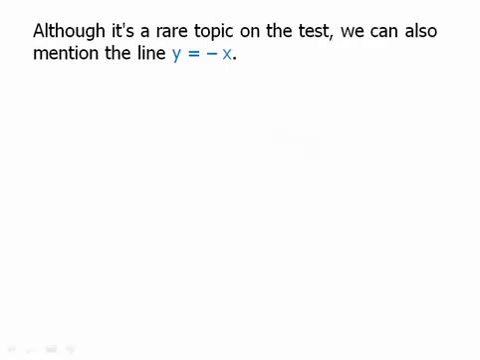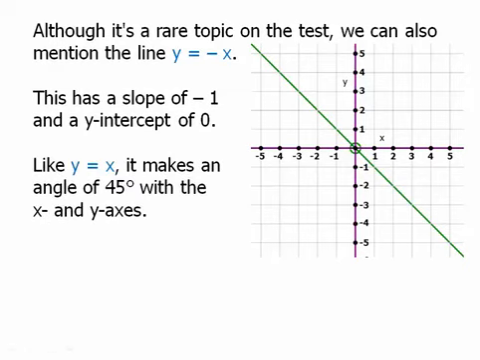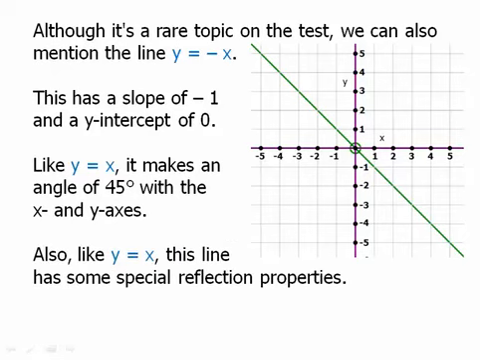Although it's a rare topic on the test, we can also mention the line y equals negative x. This line has a slope of -1 and a y-intercept of 0. Like y equals x, it makes an angle of 45 degrees with the x and y axes. Also, like y equals x, this line has some special reflection properties.